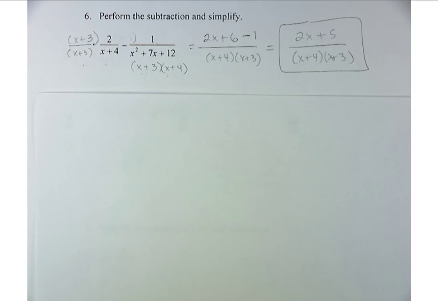Now on the top, you're not going to leave it in factored form. And that's because what do we have to do on the top? We are distributing, and then what are we doing here? Yeah, adding and subtracting common terms. Okay, so you have to combine like terms. Then you can get here, and if you can factor it, and if you can't, you leave it. Okay, so we can't factor anything out of there, so we're good. So 2x plus 5 over x plus 4 times x plus 3.